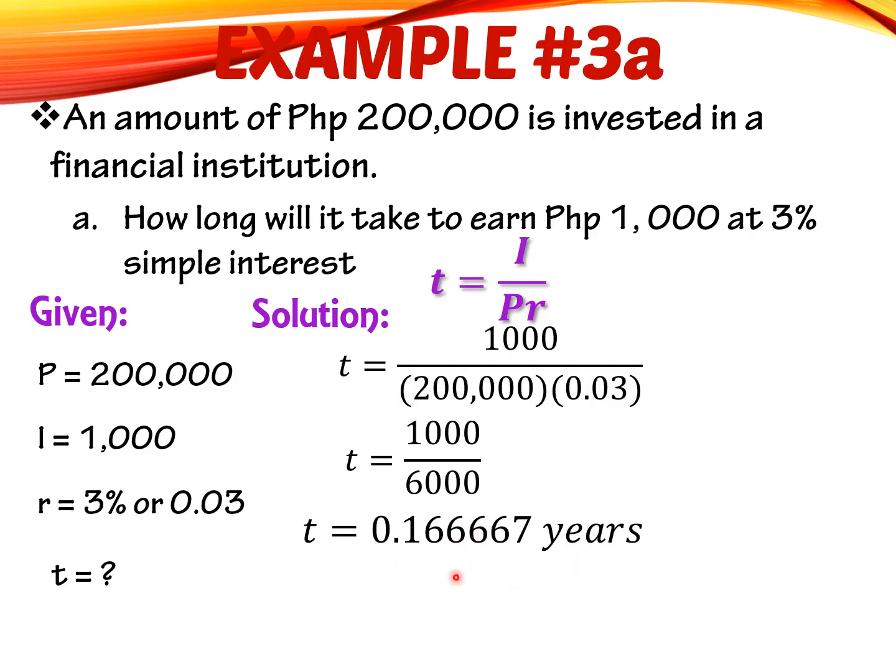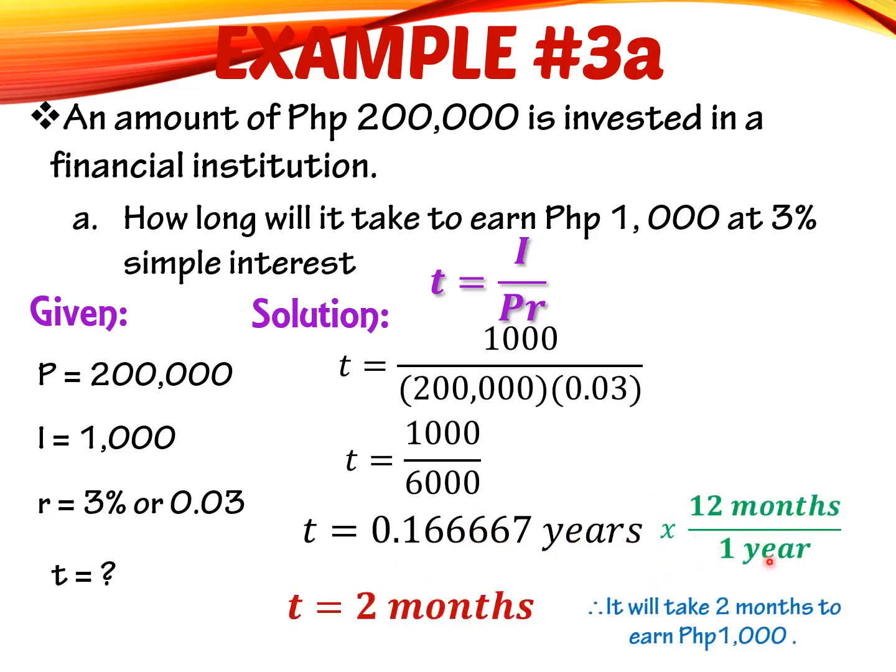or 17 years. Now we have to convert this one into months. So you multiply this by 12 months divided by 1 year, or multiply by 12. And that will give you 2 months. Therefore, it will take 2 months before your 200,000 earns 1,000 pesos at 3% simple interest.